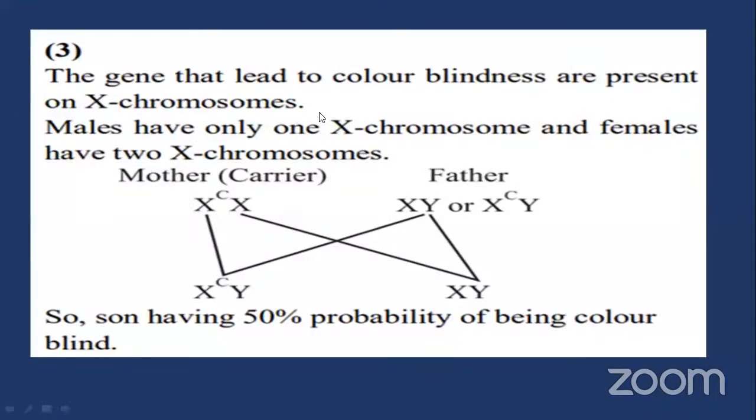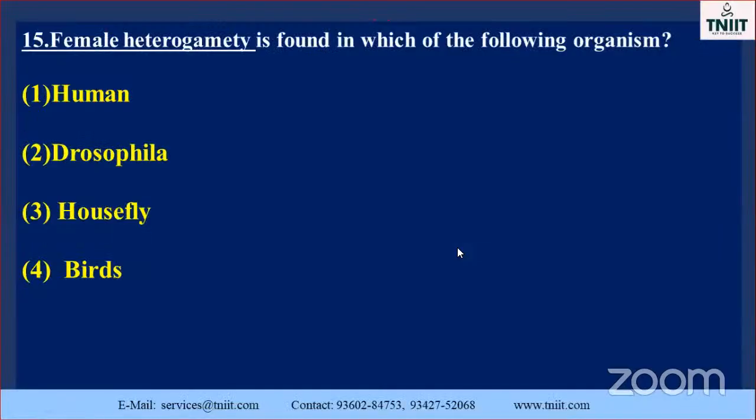See that? The gene that leads to color blindness is present on the X chromosome. The male has only one X chromosome and the female has two X chromosomes. Mother is the carrier, see, X X^C. Father is already X and Y only. So when they split into X and Y, automatically here also X^C and X. The X^C is also joined with the Y, so you will get the son. Here also a son is there, and it is not affected. So 50% is possible. Okay, that is one.